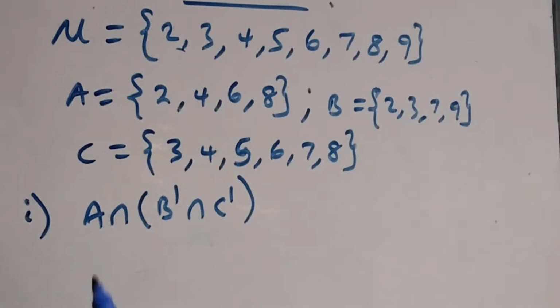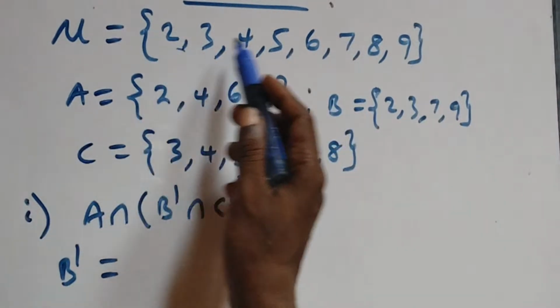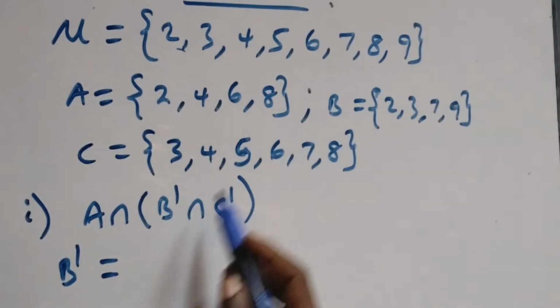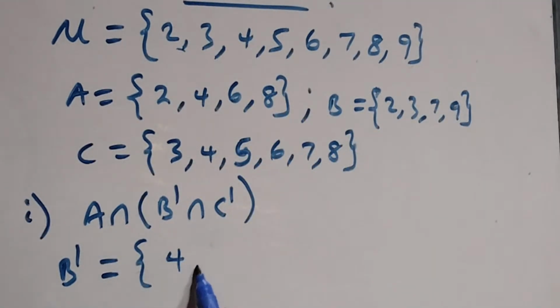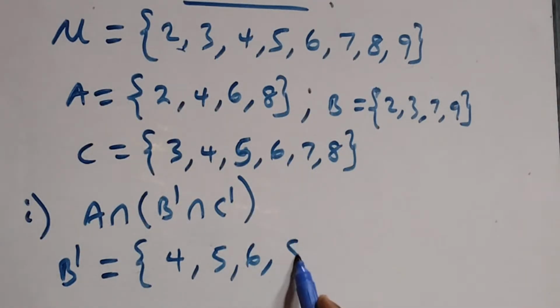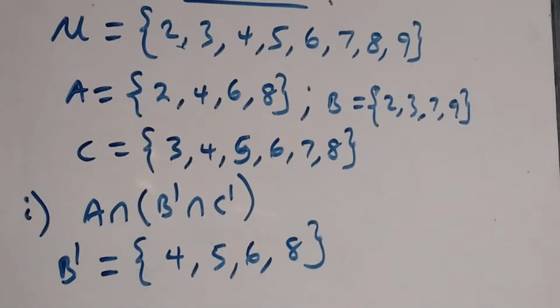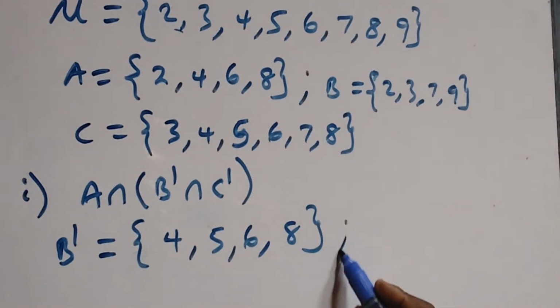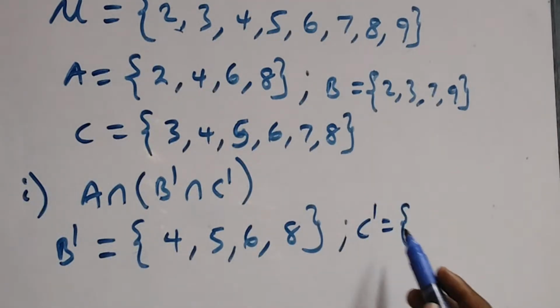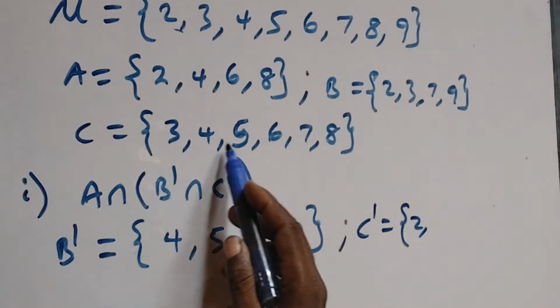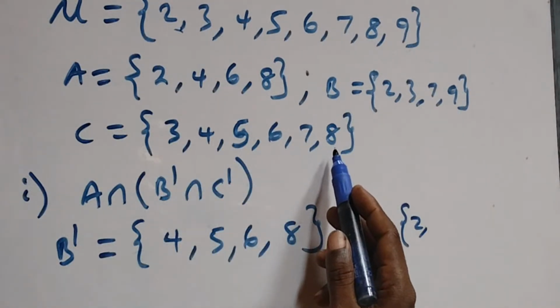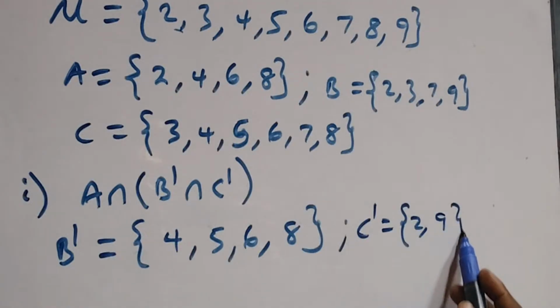So what is B complement from here? B complement is the elements in the universe set but not in B. So 2 is in B, 3 is in B, but 4 is not in B. Also 5, 6, 8. So this is B complement. What about C complement? Elements in the universe set but not in C. So we have 2 and 9. That's C complement.